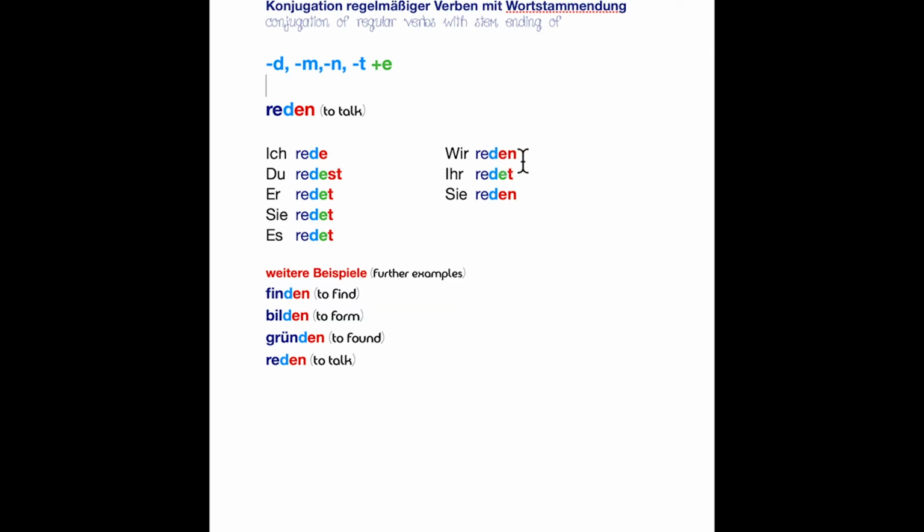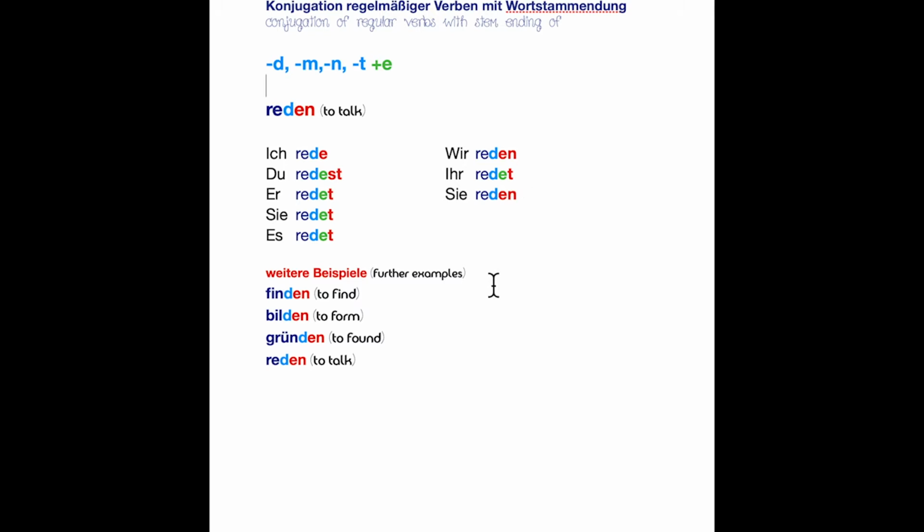Wir reden. Now, for the second person plural, ihr redet, we need the E in between. Otherwise, it'll again be hard for us to pronounce. And again, third person plural, we just add the en to our word stem. No matter that it ends in a D, we can pronounce it Sie reden quite easily.